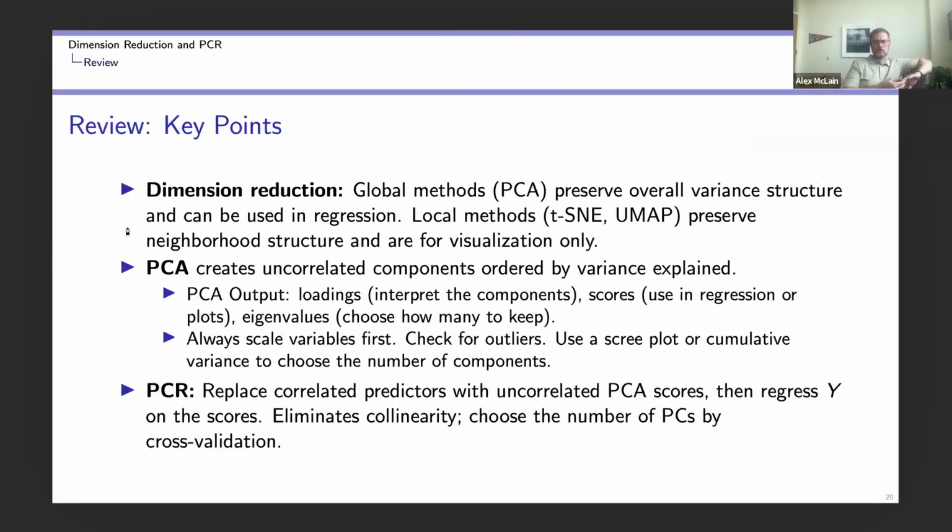Okay, so some key points from today. Global versus local methods. What are the differences between those? Global methods preserve the overall variance structure, and can be used in regression because we can map them back.